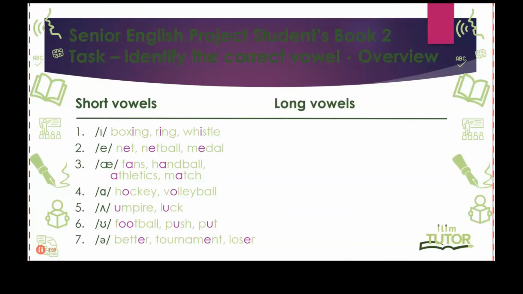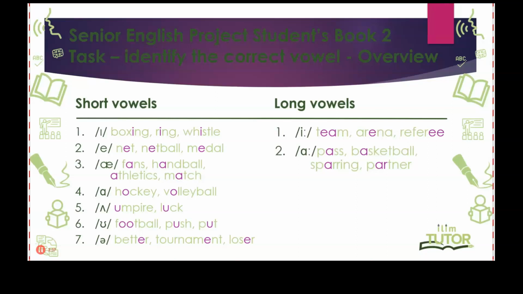In terms of long vowels, I'd like to remind you that we have this vowel that is going to be common in the next words that I'm going to pronounce: team, arena, and referee. So the vowel is E. And number 2, pass, basketball, sparring, and partner. That's vowel R. Number 3, ball, tennis court, and draw. That's O. Number 4, boot, lose, and shoes. So the vowel is going to be U.